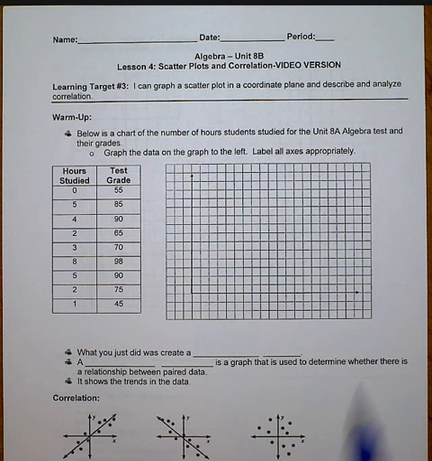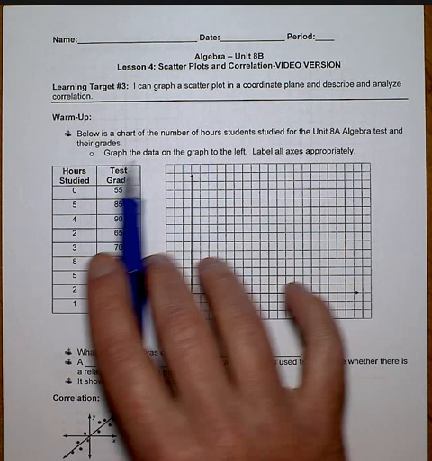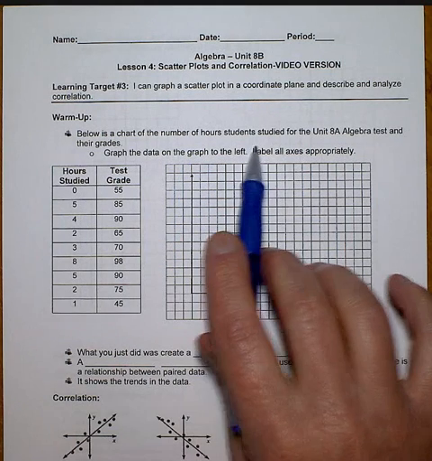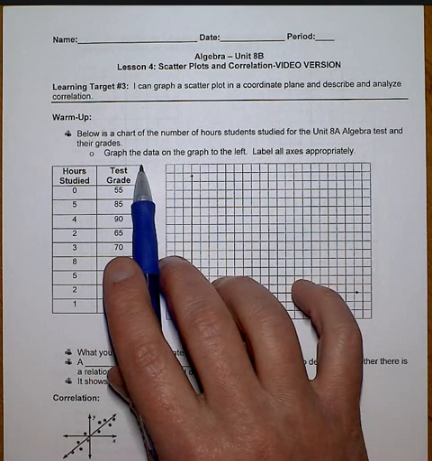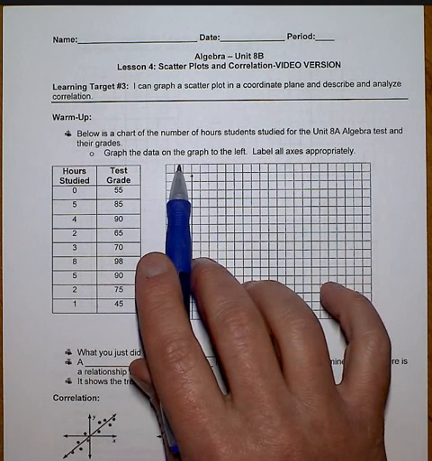Okay, good evening. This is Unit 8B, Lesson 4, Scatter Plots and Correlation. Our learning target: I can graph a scatter plot in a coordinate plane and describe and analyze correlation. Here's our warm-up. Below is a chart of numbers of hours students studied for the Unit 8A algebra test and their grades. Graph the data on the graph to the left.